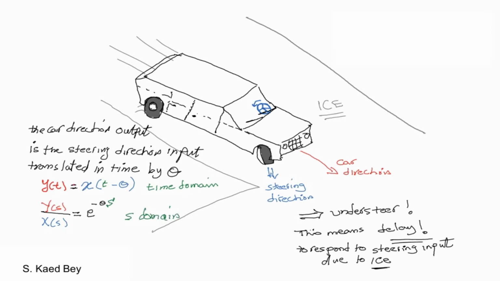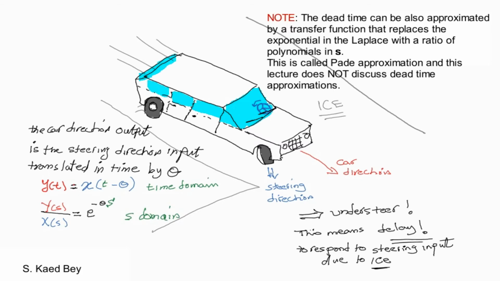So next time we see e to the power of minus theta s, then remember there is some sort of dead time or delay going on between the input and the output.